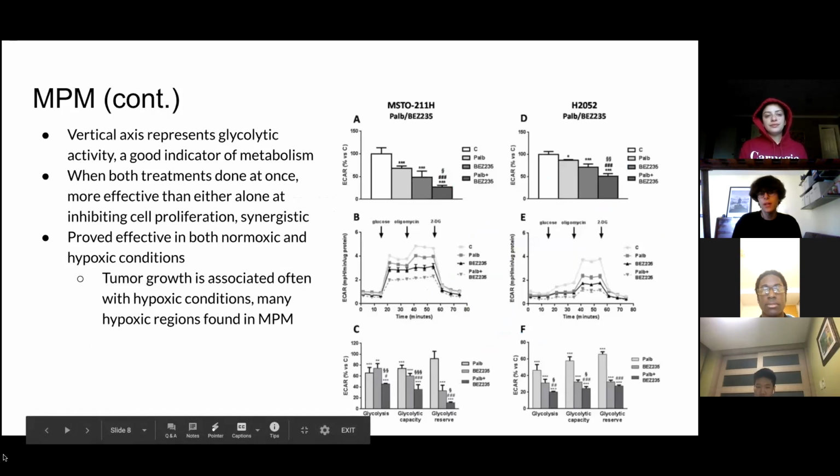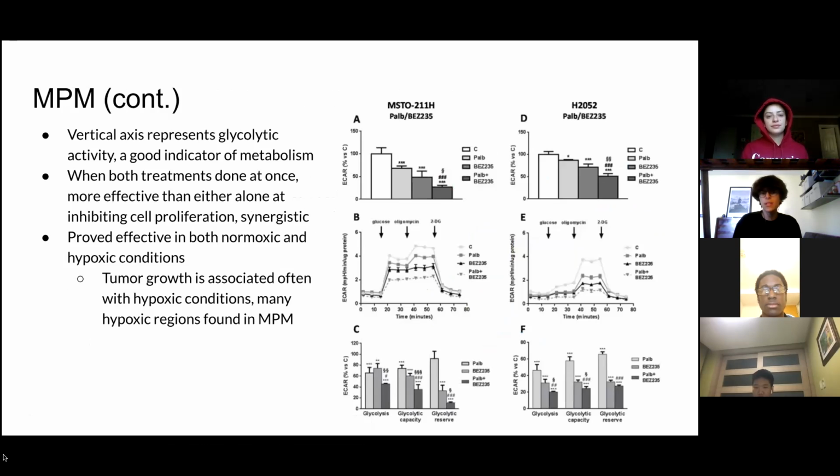And so you can see the results of their data. There are some graphs. The easiest to read are the top row. The white bar is the control, and then there's one drug, a different drug, and both of them working concurrently. The vertical axis represents the glycolytic activity, which is a good indicator of the metabolism rates going on. And so you can see that each drug does its job and inhibits, but when both of them are working concurrently, it's even more effective. This is called synergistic or additive inhibition.